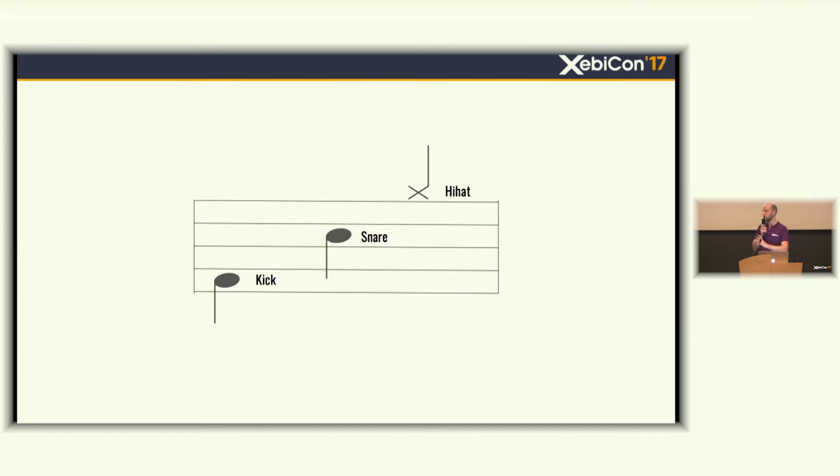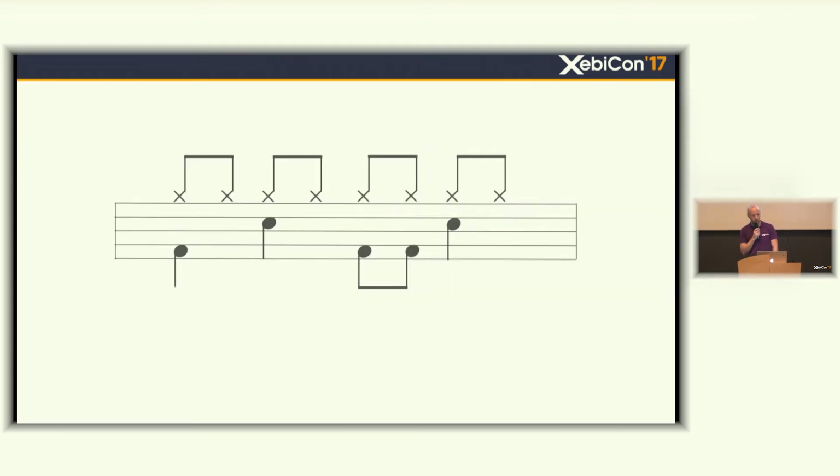There's maybe a few drummers in the crowd here, but basic notation. We've got a kick drum, the snare, and the hi-hat. And here's the basic beat, the first beat you learn. Maybe a little bit simpler, but when you start playing drums. So, anyone want to try and do the beat?